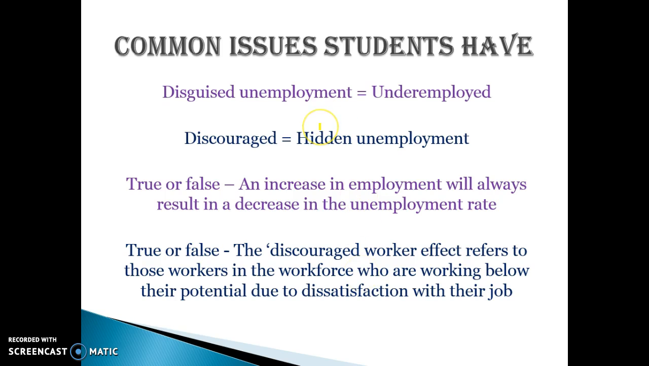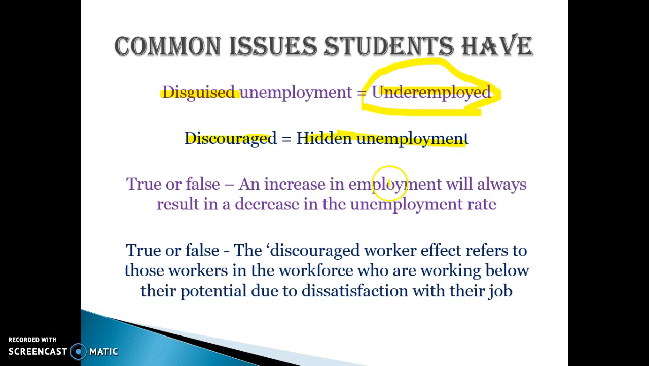Just to sum up, some common issues that are more related to other videos: the terms disguised unemployment and underemployed mean the same thing. It means people that aren't working as much as they would like to. The term discouraged is another word for hidden unemployment. So that idea that people can be discouraged from working and leave the labour force. The hidden unemployed aren't in the labour force. The disguised unemployed are in the labour force and they're calculated as employed.